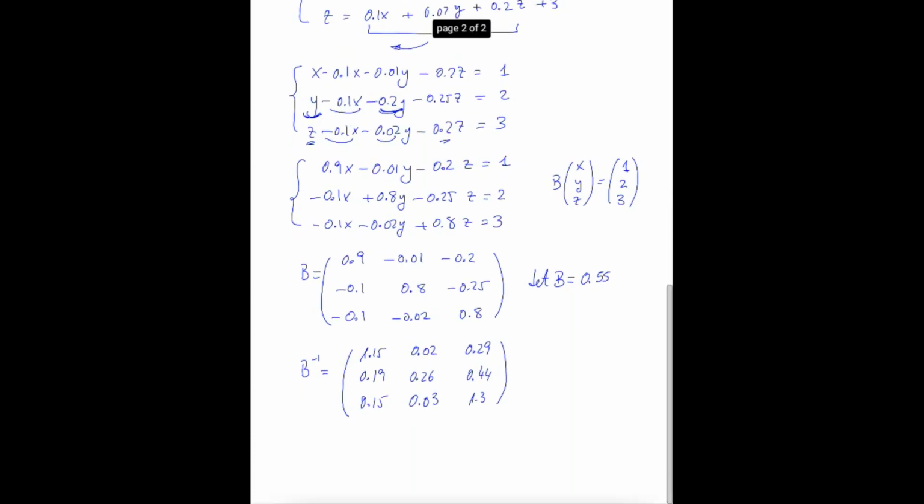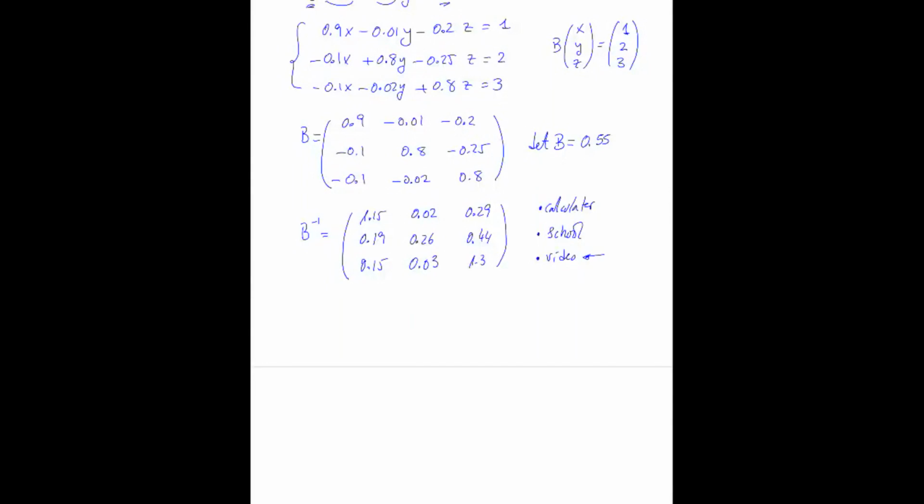And if you compute B inverse, you'll see that this is equal to 1.15, 0.02, 0.29, and let me finish it without reading, 0.03, 0.44 and 1.3. A small warning about how to compute B inverse: you can use a calculator, or you can use any of the methods that you have learned in school, and I will explain it in another video when I have the time. Just remind me in case I don't do it soon.